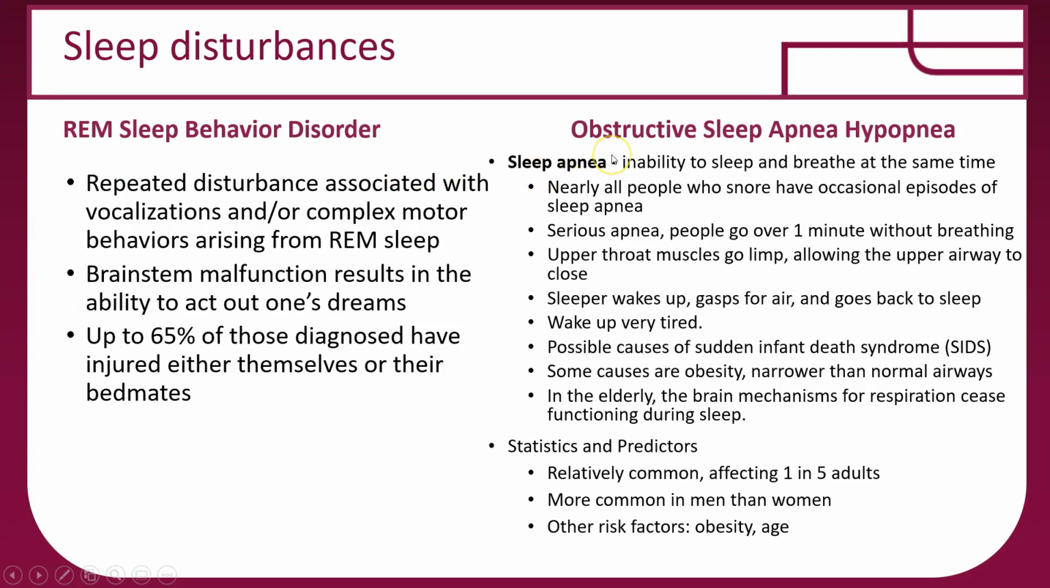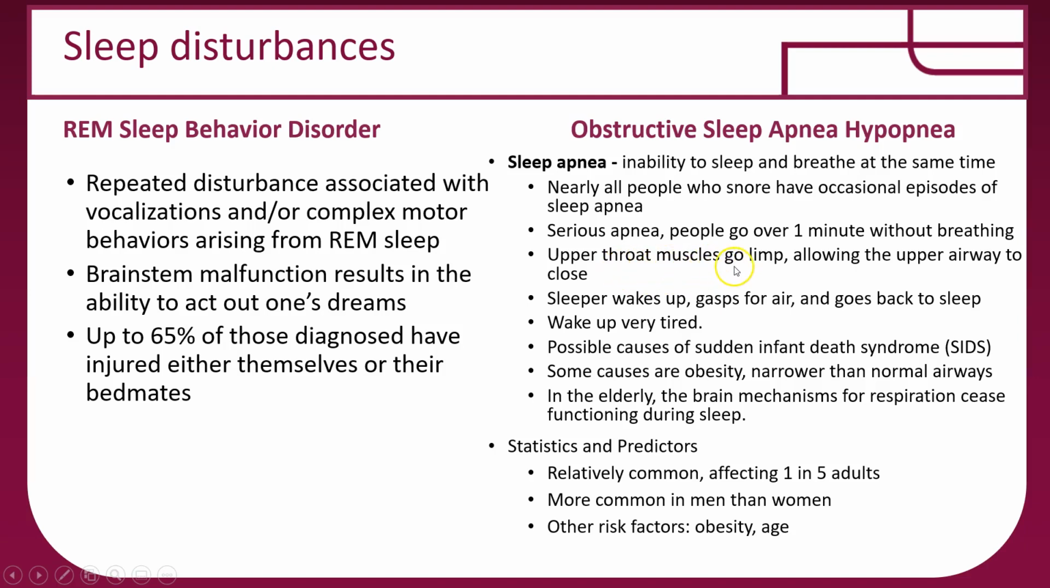And then obstructive sleep apnea or sleep apnea. This is the inability to sleep and breathe at the same time. You can imagine that as a problem. Nearly all people who snore have occasional episodes of sleep apnea. In serious apnea, people can go over a minute without breathing. Typically, they'll take a deep breath in, kind of the snoring deep breath in, and then hold their breath or won't breathe for seconds to up to a minute.